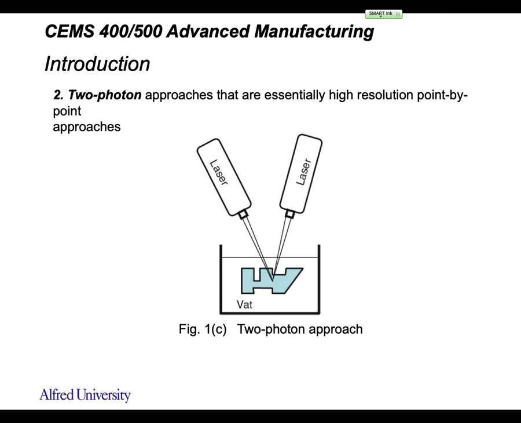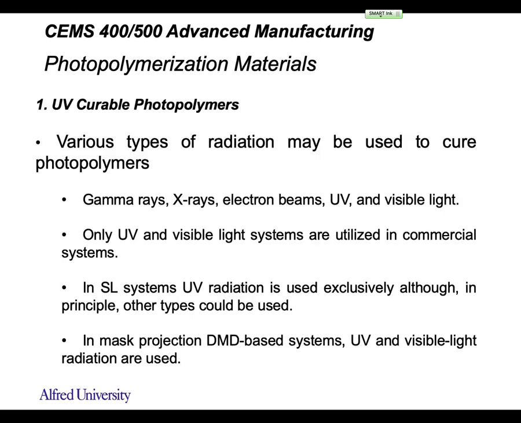Okay. So you're already familiar with that. Now we want to focus on the photopolymer material and how those photopolymers cross-link, right? How the photopolymerization happens. Commonly you see those photopolymers use UV light to cure the polymer, right? But depending on your photoinitiator and your monomers, other kinds of radiation can be used to initiate the polymerization. You can use gamma rays, X-rays, electron beam, UV, and visible light. Right? So they are all possible.